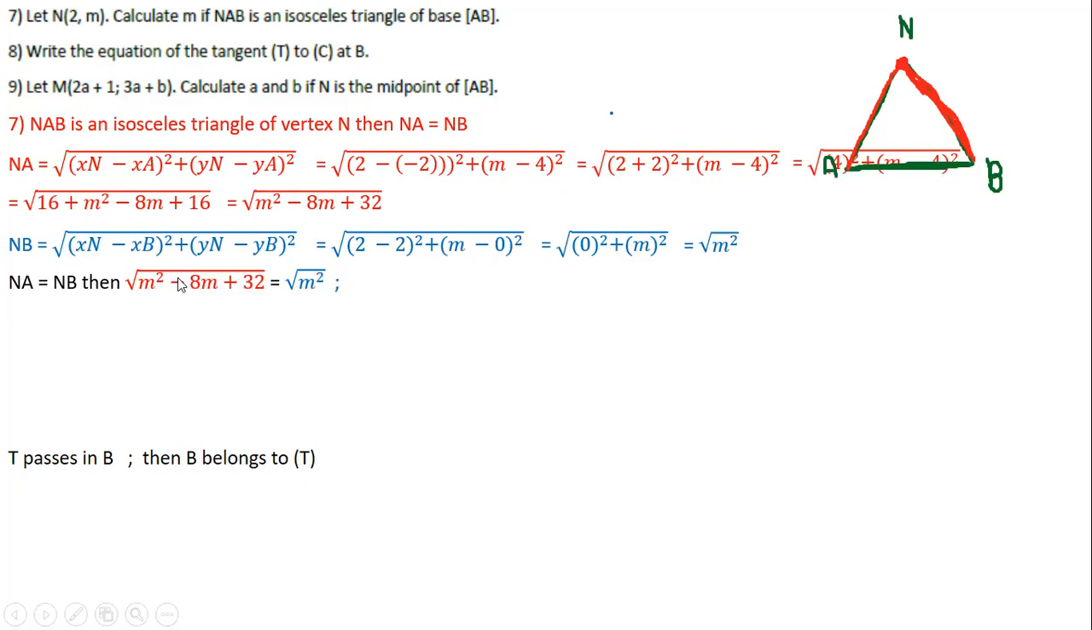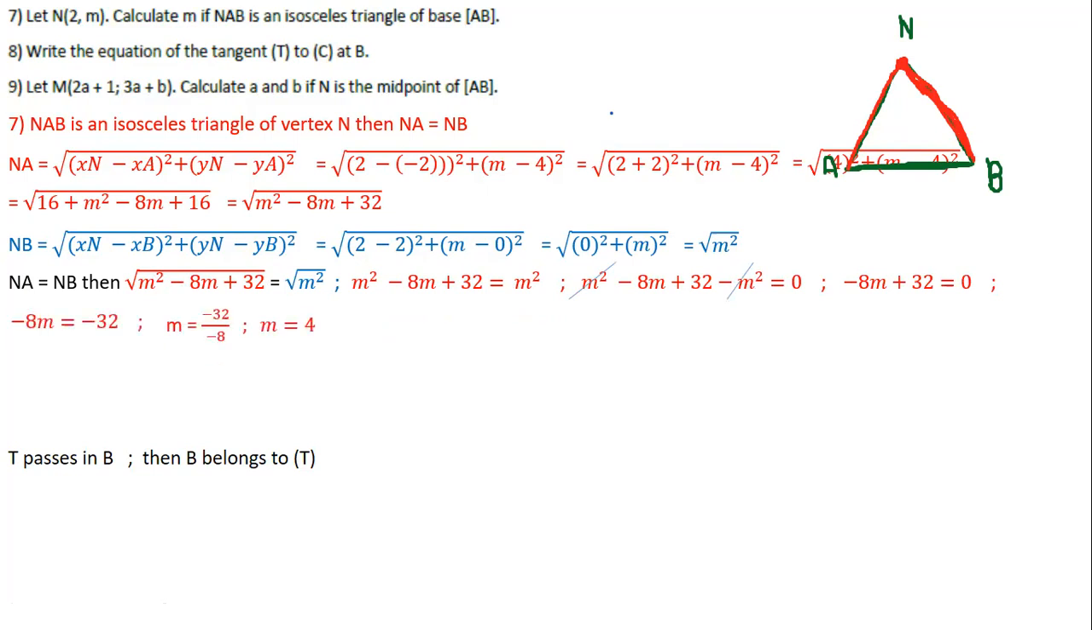Whenever we have an equation with radicals on both sides, this radical cancels this radical. So we get m squared minus 8m plus 32 is equal to m squared. We take this m squared to the first side, it becomes minus m squared, and they cancel each other. So we get minus 8m plus 32 is equal to 0. This is an equation, so m will be equal to 4.